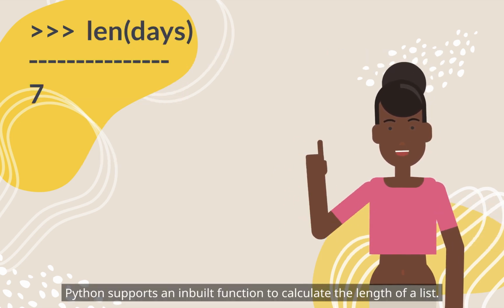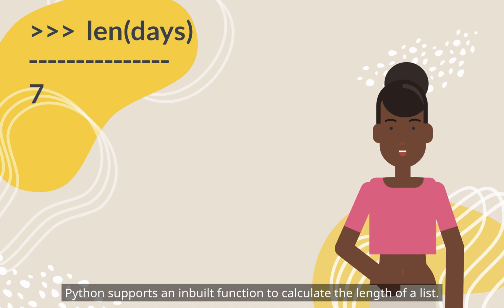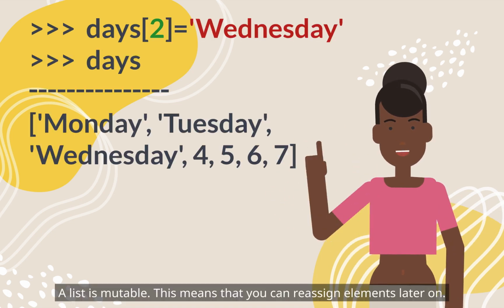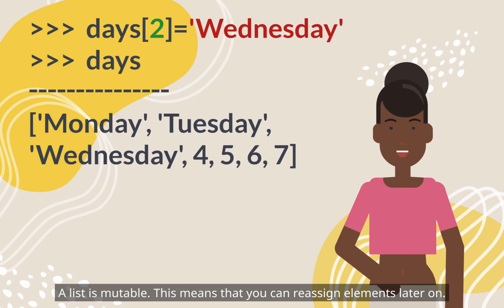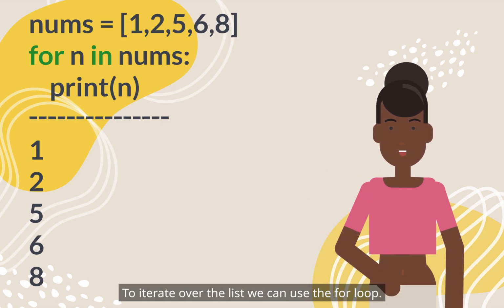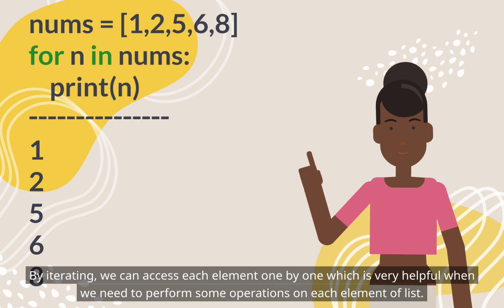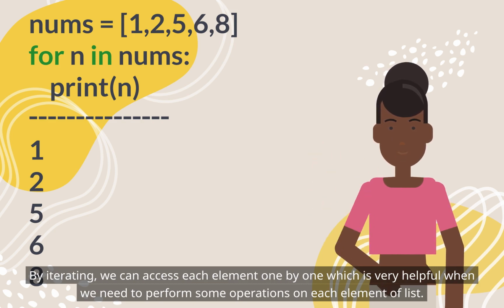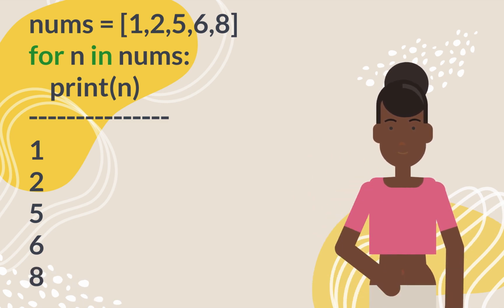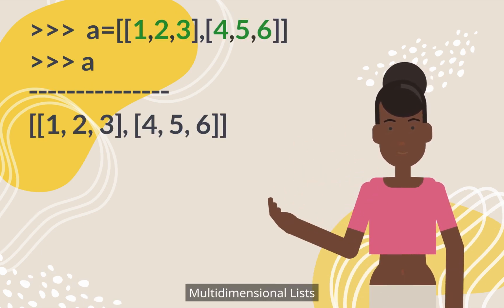Python supports an inbuilt function to calculate the length of a list. A list is mutable. This means that you can reassign elements later on. To iterate over the list, we can use the for loop. By iterating, we can access each element one by one, which is very helpful when we need to perform some operations on each element of the list. Multidimensional lists.